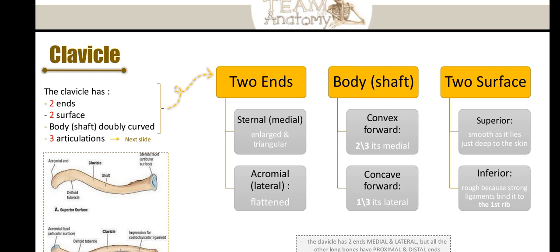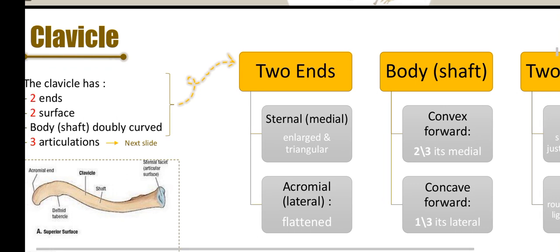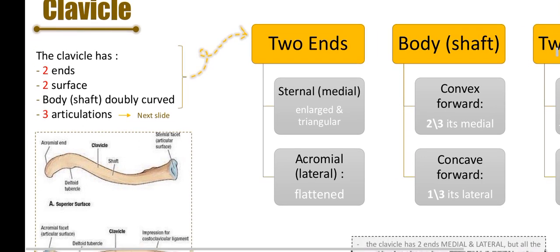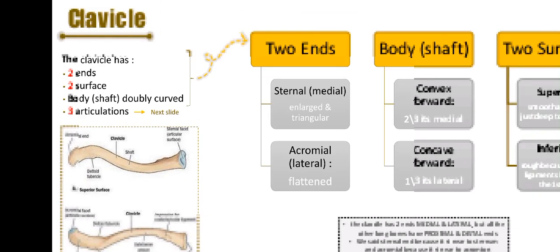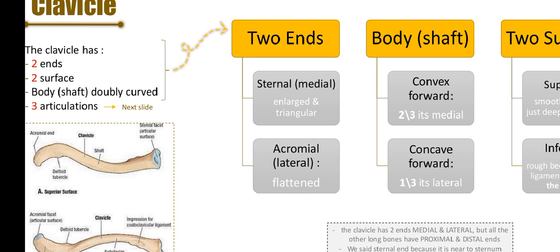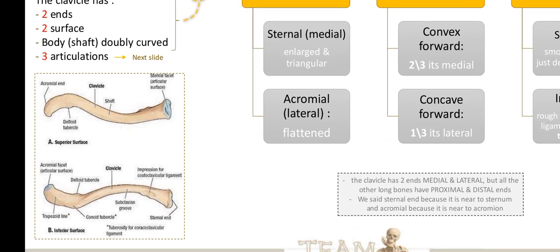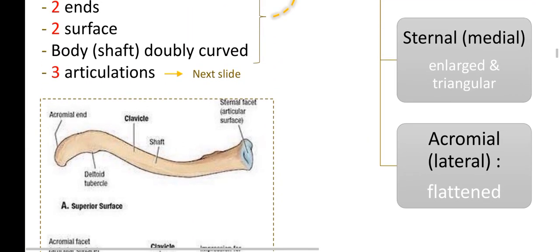Alright? So, talking about the clavicle, it has two ends and two surfaces. I won't really go deep on each bone, because I'm making videos on each bone, so just go to my channel and you're going to see it there. It has two ends, the sternal end and the acromial end. As we're talking, you're looking at this picture, so you don't miss out.